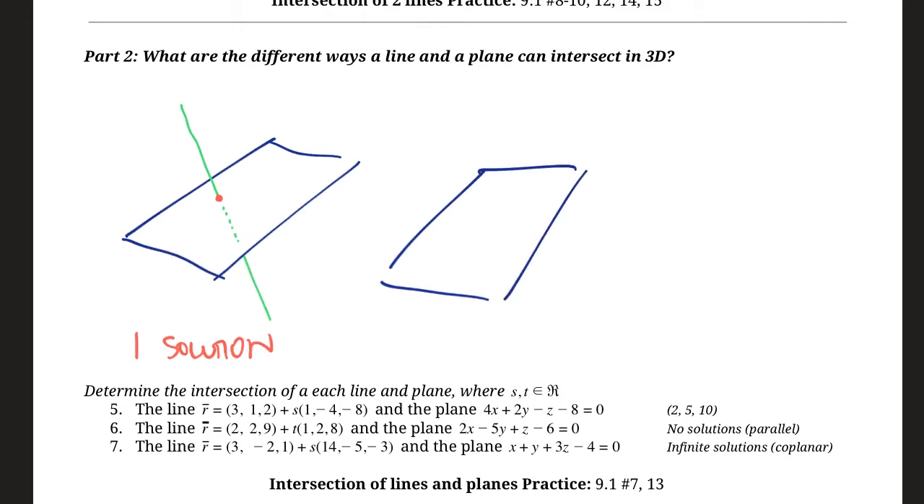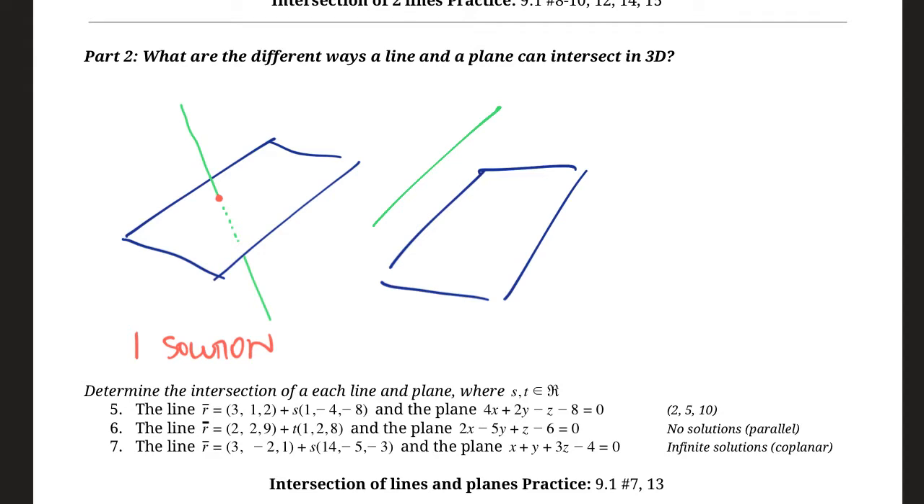Is it possible for a line to not touch a plane? Remember, planes extend in all directions infinitely, just like a line does. I'm just drawing a small rectangular piece of it. Well, if you think about it, what if that line is parallel to that plane? It's either above or below.